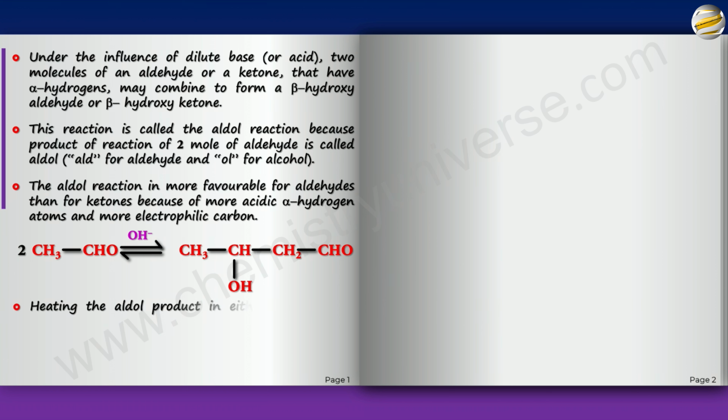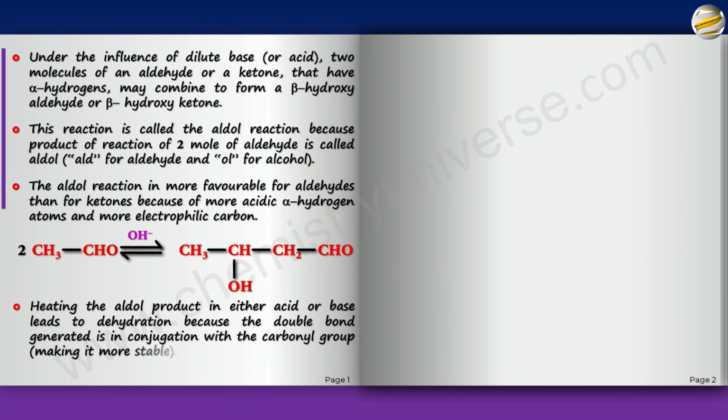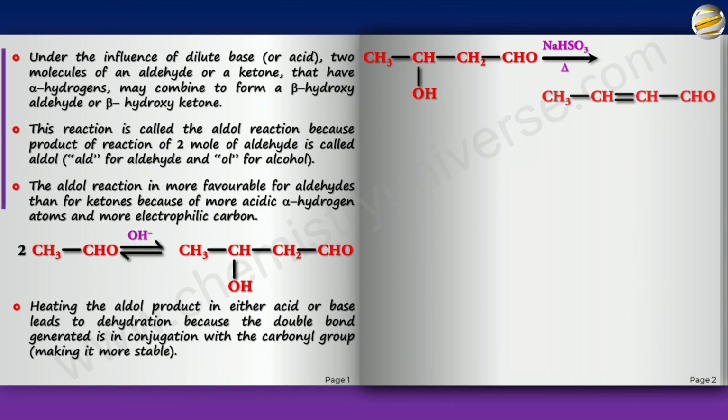Heating the aldol product in either acid or base leads to dehydration because the double bond generated is in conjugation with a carbonyl group, which definitely makes it more stable, because remember, this double bond is conjugated with the double bond O here. So if I take this aldol and add a weak acid like NaHSO3, or acetic acid, and then heat it, you're going to get this product, an alpha beta unsaturated aldehyde. And these two reactions combined are called aldol condensation.